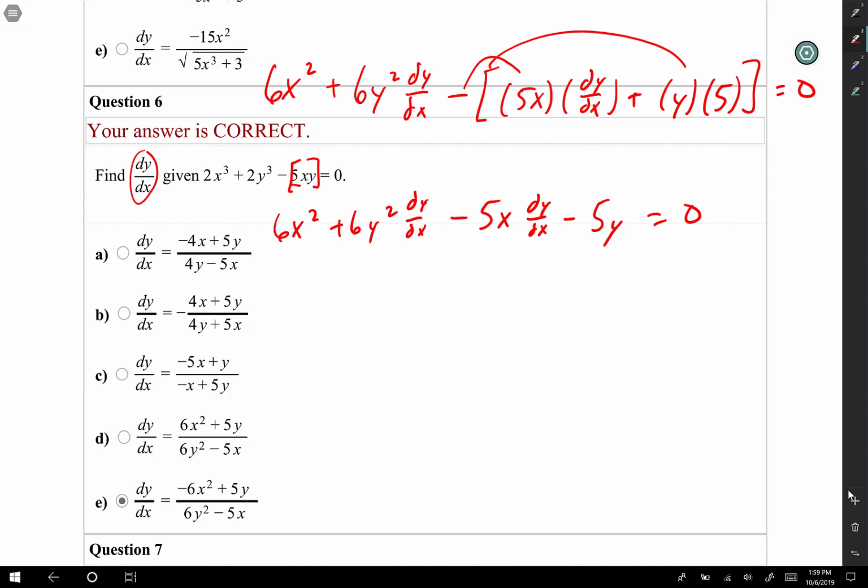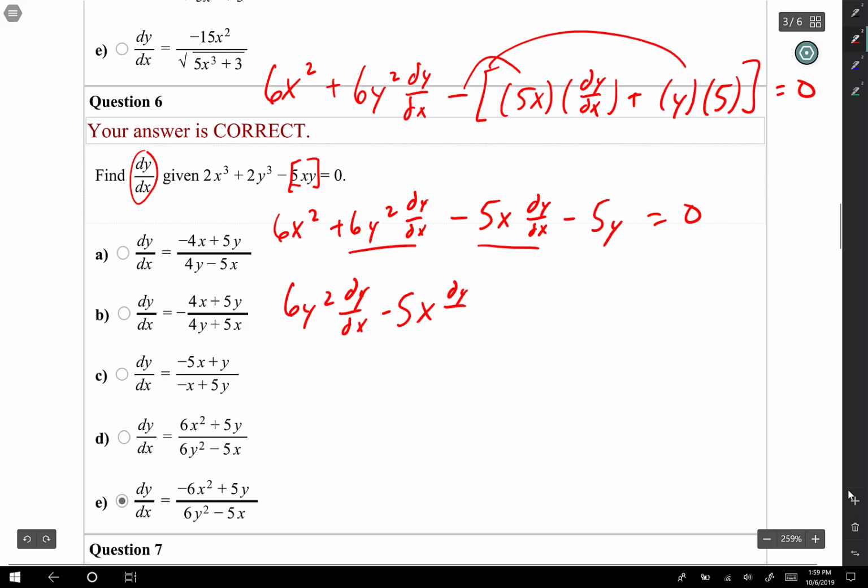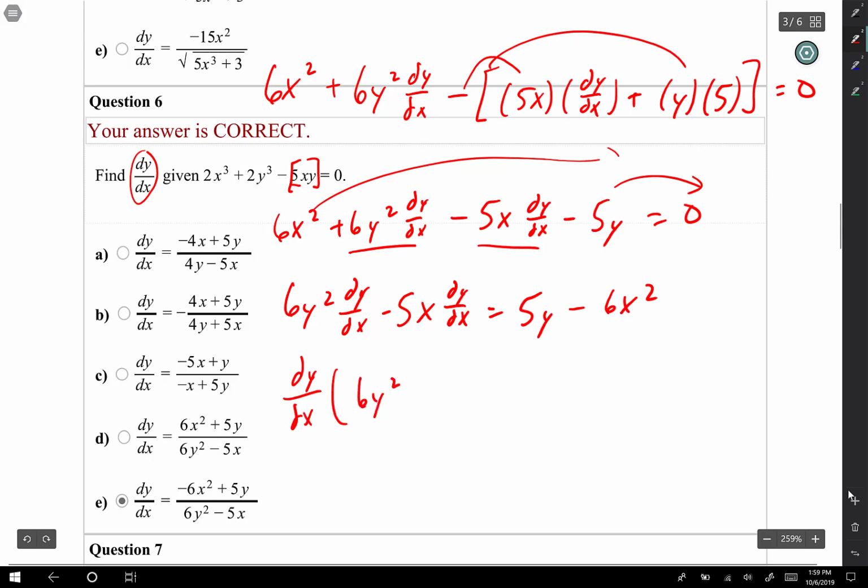Now it turns just to algebra. So all you have to do is algebra, and it's kind of fun. Group the dy/dx's on the left. Everything else moves to the right. 6y squared dy/dx minus 5x dy/dx equals 5y, because I moved that to the right, and I moved this to the right. So 5y minus 6x squared. Factor out our dy/dx. So dy/dx factored out, 6y squared minus 5x, equals 5y minus 6x squared.